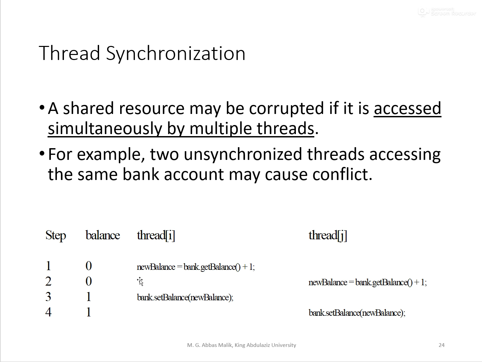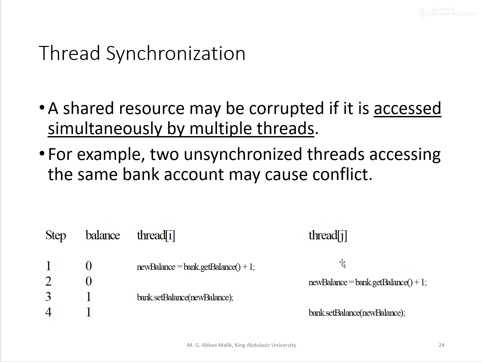And we could end up in a situation like the one that you see on this slide. We have one thread over here, let's call it thread I, and we have a second thread over here, let's call it thread J. And let's say the first thread, thread I, reads the current balance in the account, adds 1 to that number, and stores what is going to be the new total in new balance, a local variable of that method that is doing this update.